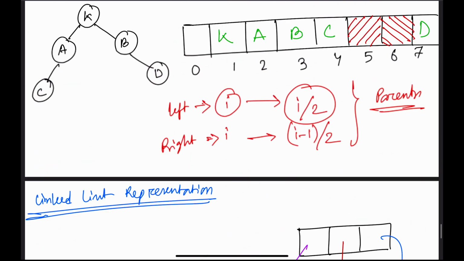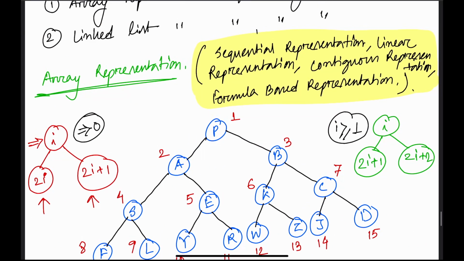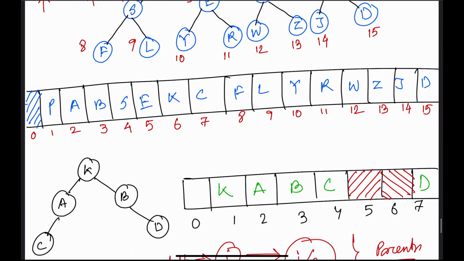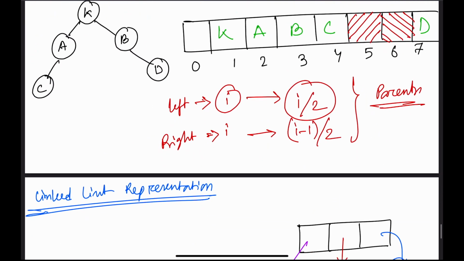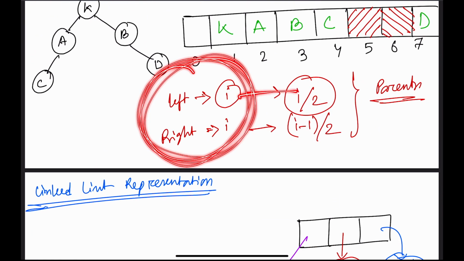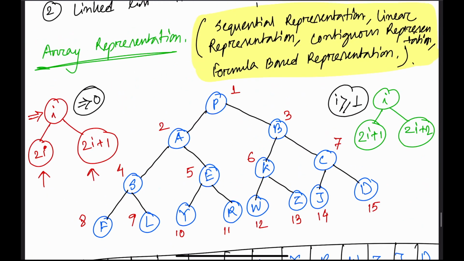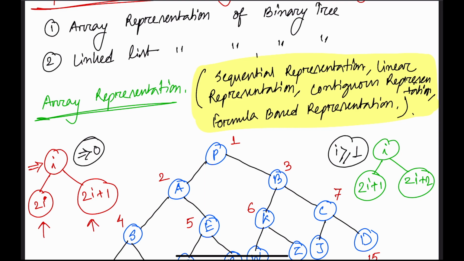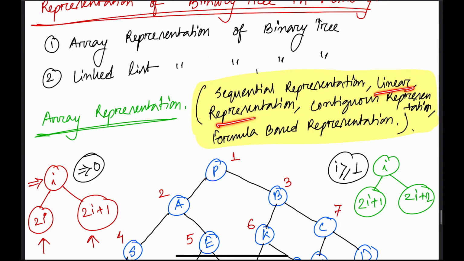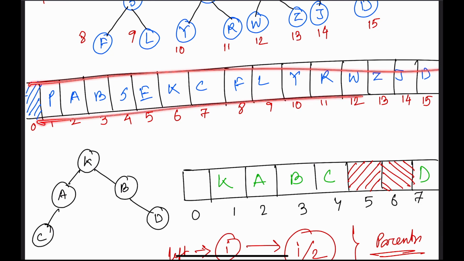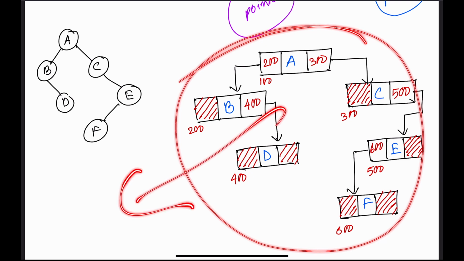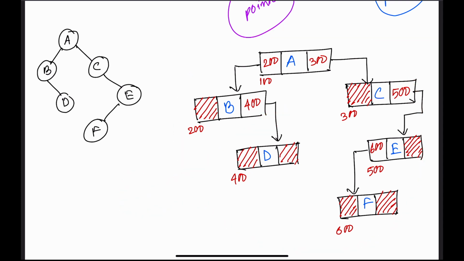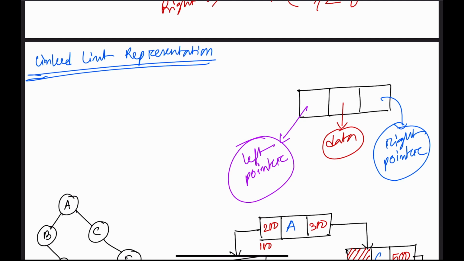Why have I told you that the array-based representation is a formula-based representation? Because here we have formulas. If I start from 0, then the left child would be at 2i and the right child at 2i plus 1. And when the left and right child indexes are there, we can get the parent indexes. So it is also called a formula-based representation and a linear representation. Why linear? Because the array is a linear data structure. But the linked list is also a linear data structure, yet here the representation in memory is not linear.